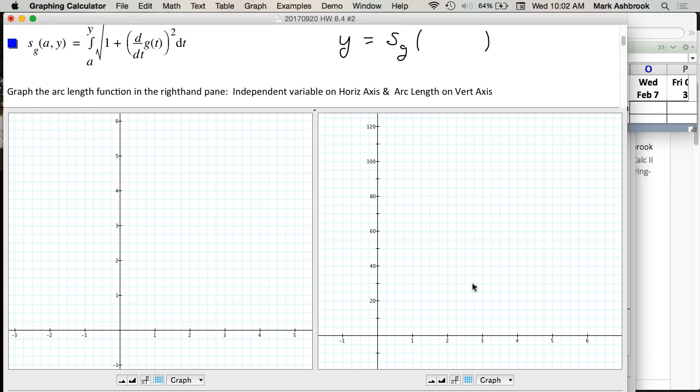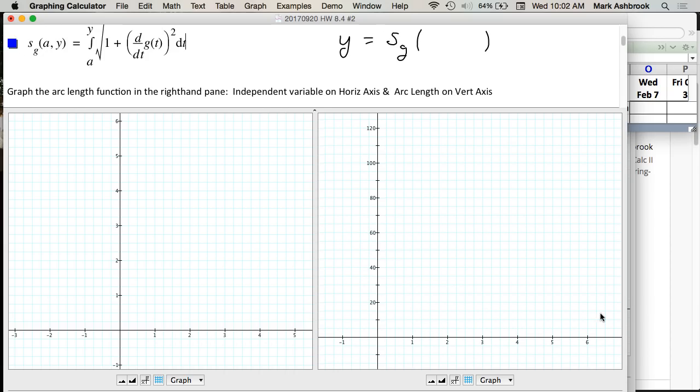But I want to graph this now, right? So remember what this looked like? I lost my graph button. How did I do that?